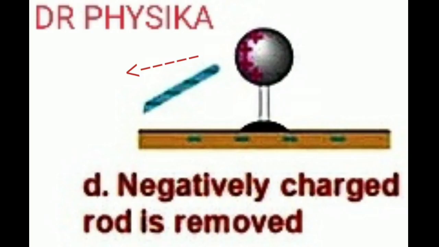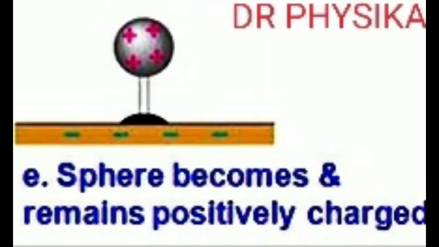In figure D, even if the connection with the earth is removed, the sphere retains the positive charge. When the plastic rod is moved away from the sphere, the electrons get redistributed on the sphere such that the same positive charge is spread all over the surface of the sphere.